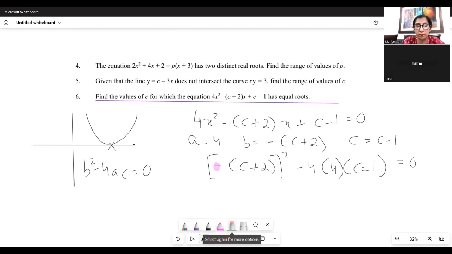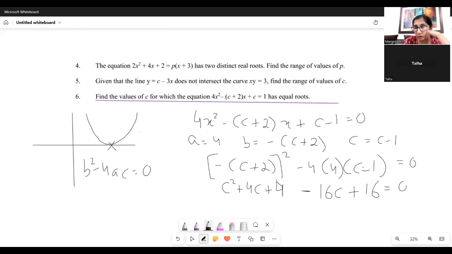C plus 2 whole square is a square plus 2ab plus b square. So c square plus 4c plus 4 minus 16c plus 16 equals to 0. So we have c square minus 12c plus 20 equals 0.